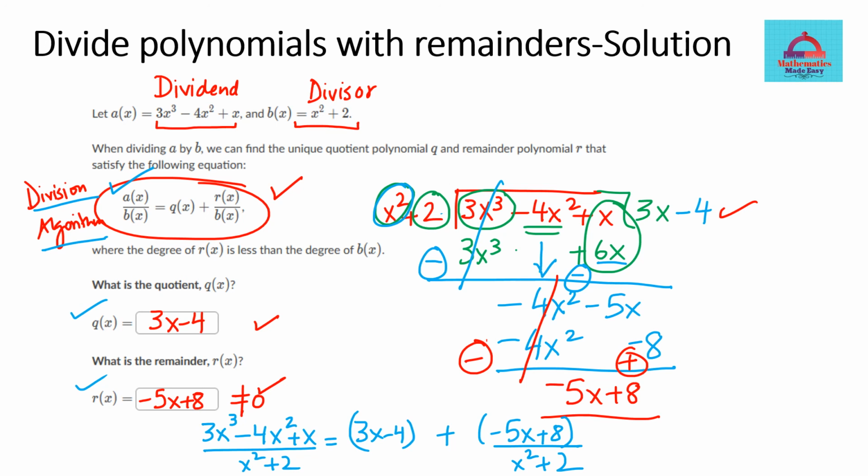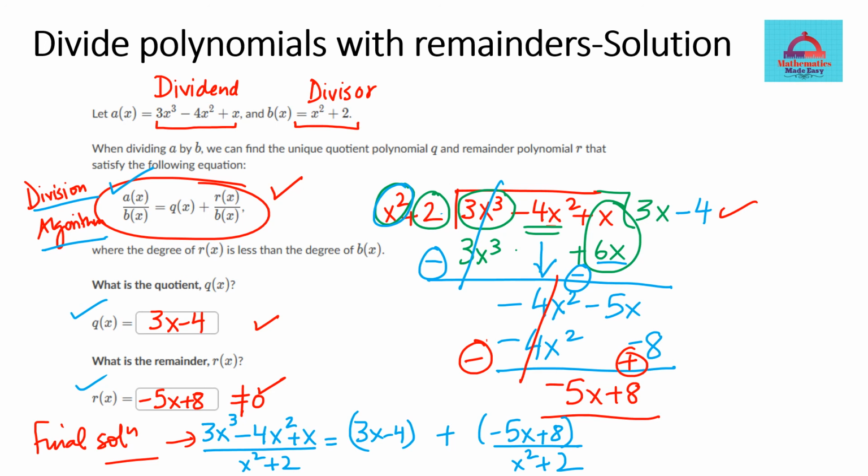So you know the dividend, you know the divisor. Inside you are going to put the dividend, outside will be the divisor. When you do the long division method, you get your quotient polynomial q(x) as 3x minus 4 and your remainder, which is non-zero in this case, as negative 5x plus 8. So finally, as we have learned in the previous slides, you will give your final solution using the division algorithm a(x) over b(x) equal to q(x) plus r(x) over b(x). So just a different way of writing, but your answer is the same.